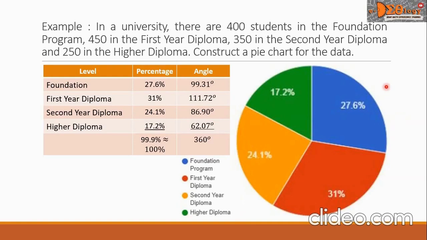However, in our daily class activity, what we can do is simply put each level opposite its corresponding sector. It means to say, the foundation program we can write somewhere here. The first year diploma we can write somewhere this side. The second year diploma may stay here. And the higher diploma we can write somewhere here. And this is our final answer.